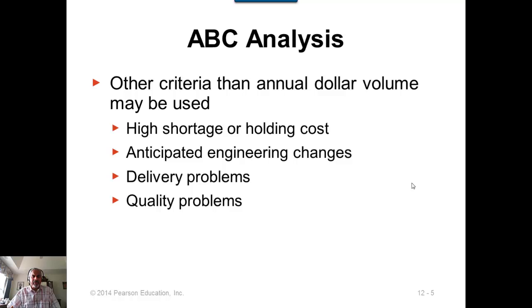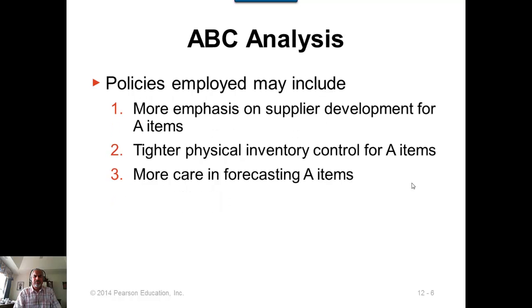And along with the dollar amounts invested, we can also include other considerations in our ABC analysis, like items with high storage cost, or items that are going to change in design or engineering changes. And if you have items that are critical and have delivery problems or quality problems, they can be highly critical items, and they may be classified as class A items needing close attention.